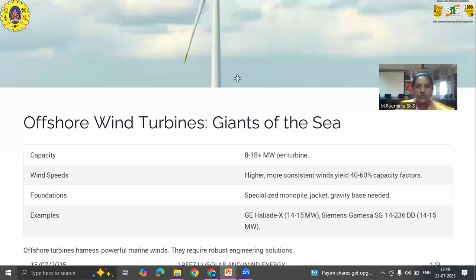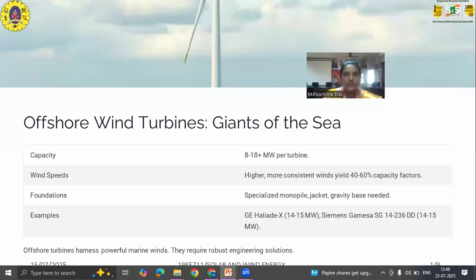Now coming to the offshore wind turbine. It has a capacity of 8 to 18 plus megawatts per turbine, whereas onshore is 2 to 7 megawatts. The wind is higher and more constant, giving up to 40 to 60 percent capacity factor. The foundations are specific types, such as monopiles, jackets, and gravity-based.